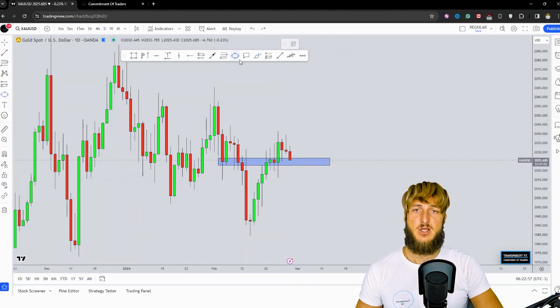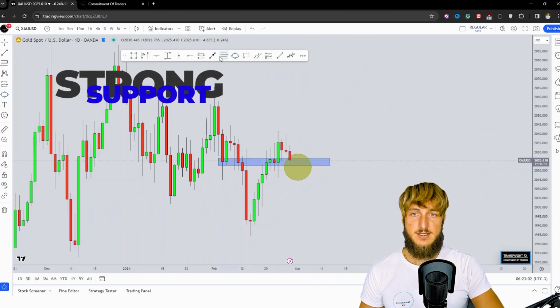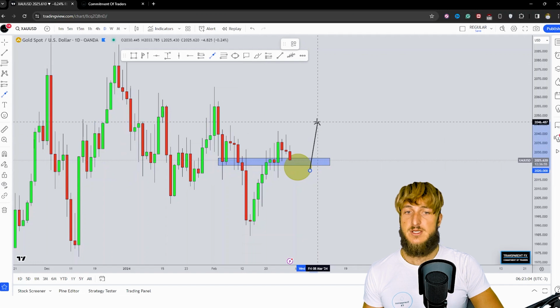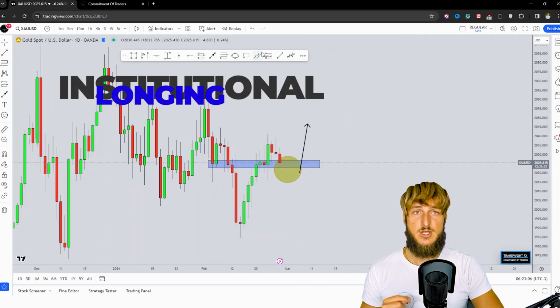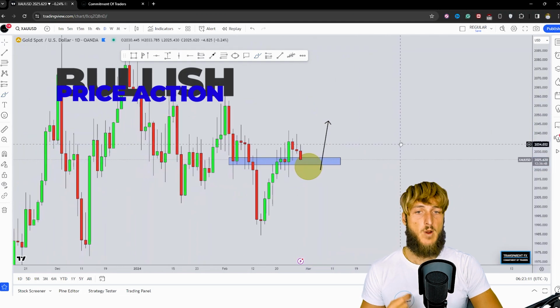Now, since the market is testing previous daily resistance turned support, it seems like we have good probabilities that from this level we could see more institutional longing, which at that point would further increase the probabilities of a potential push higher away from this level.